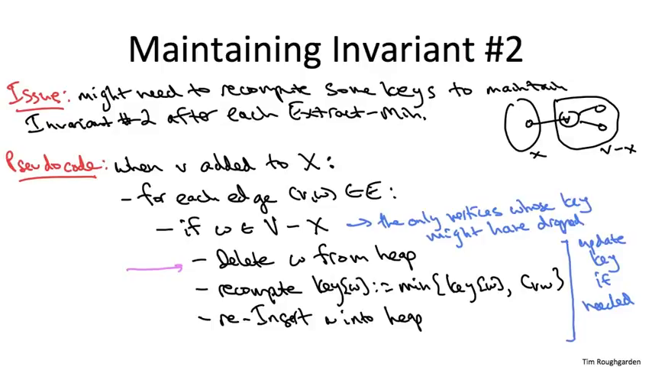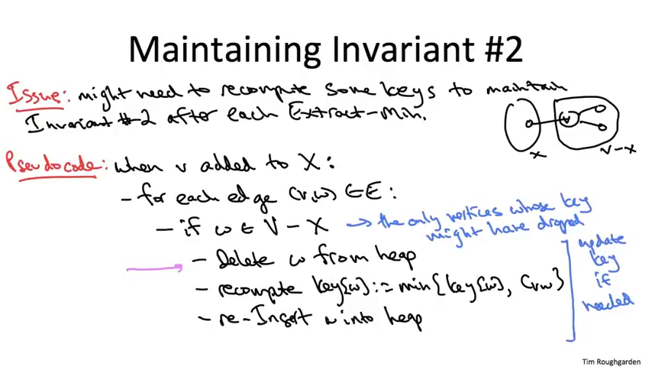So that completes the high-level description of how you maintain invariants 1 and 2 throughout this heap-based implementation of Prim's algorithm. In each iteration you do an extract min. Following the extract min, you run this pseudocode to restore invariant number 2, and you're good to go for the next iteration.